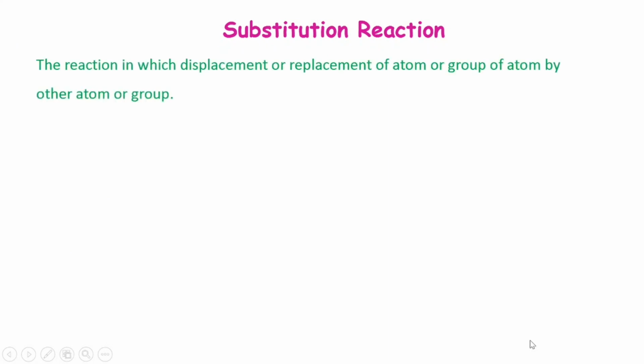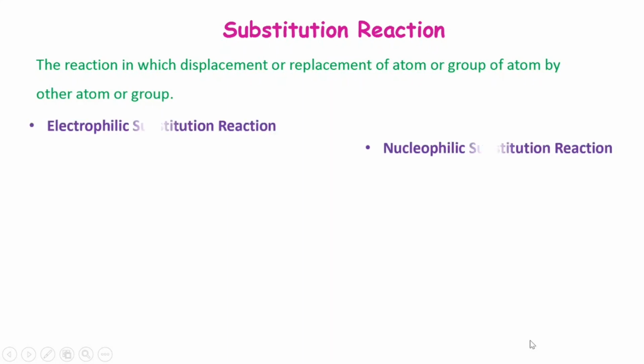The next kind of polar reaction is substitution reaction. The reaction in which displacement or replacement of an atom or group of atoms by another atom or group is called substitution reaction. There are two types of substitution reaction. First one, electrophilic substitution reaction, and second one is nucleophilic substitution reaction.